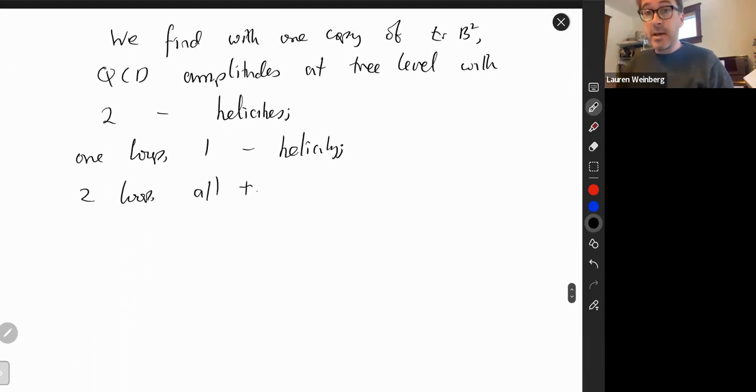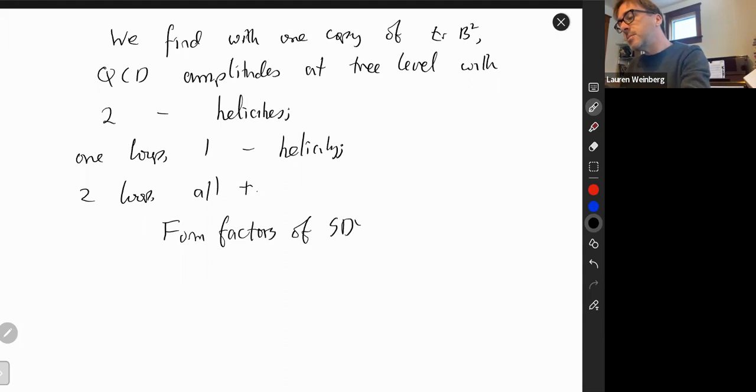So let's introduce, in the literature on amplitudes, people like to study amplitudes in the presence of an operator. What we're finding is that amplitudes in the presence of an operator are called form factors. So in sum, form factors of self-dual Yang-Mills are equal to some QCD amplitudes.